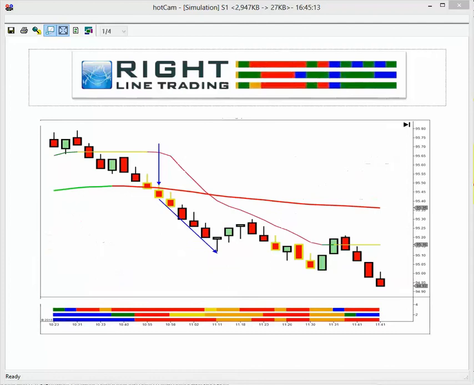Same thing happens to the short side. We've broken the 50 to the downside. Remember, we only go short below the 50. We have the modified 15 red. We have the 50-period simple moving average red. We cleanly break the 50 period.